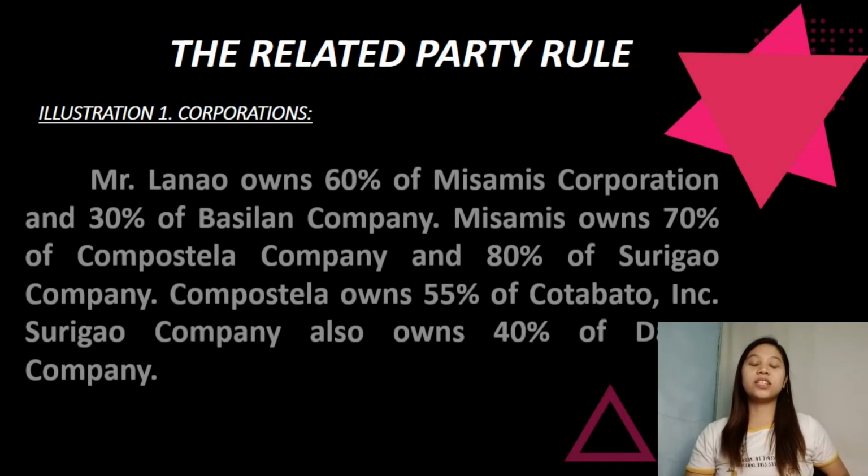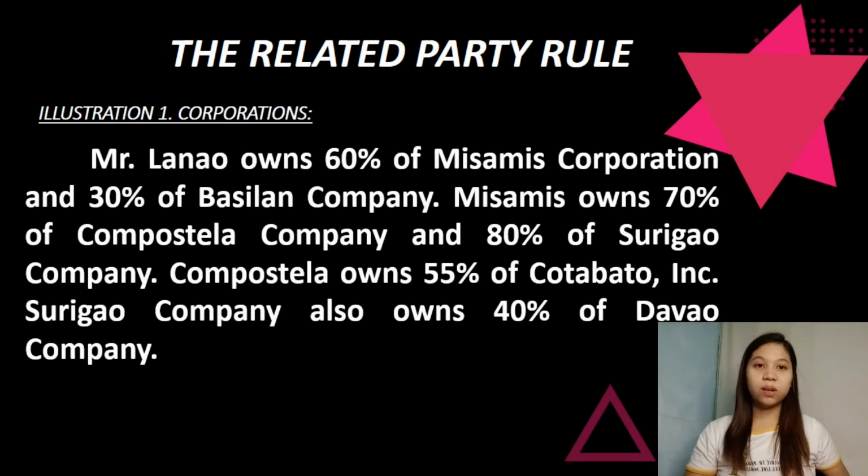Here is an illustration of related parties between corporations. Mr. Lanao owns 60% of Misamis Corporation and 30% of Basilan Company. Misamis owns 70% of Compostela Company and 80% of Surigao Company. Compostela owns 55% of Cotabato Incorporated, while Surigao Company also owns 40% of Davao Company. In this, the related parties are indicated in bold font.